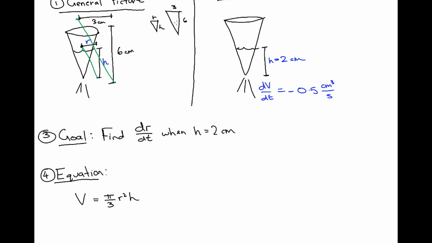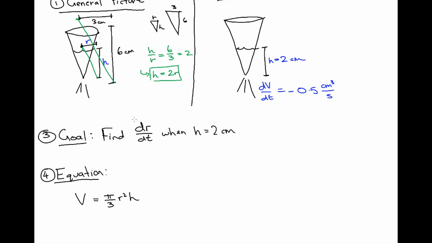When we have similar triangles, we can set up a proportion which we can use to our advantage. We can say h over r equals 6 over 3, which is going to equal 2. You could also do r over h equals 3 over 6, same thing. Given this, if I know that h over r is equal to 2, I can say h is going to be 2r.